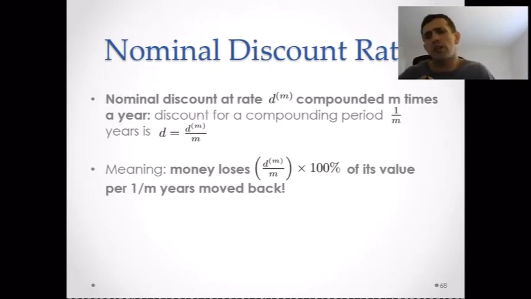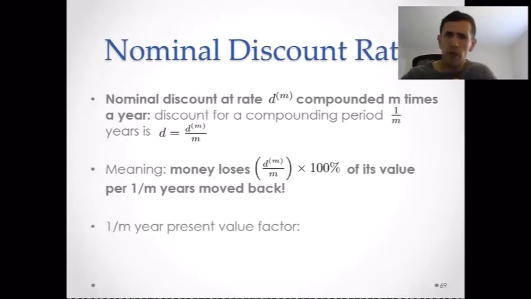Okay, so let's figure out a way then to get a formula relating d superscript m and the equivalent effective annual discount rate. It's not particularly hard if what I did for nominal interest made sense. We know that if we have a discount rate as a decimal, then we just take 1 minus that discount rate to get the present value factor.